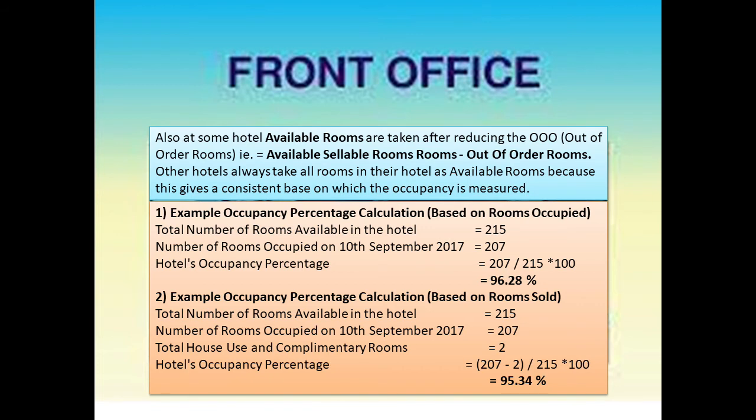For example number 2, occupancy percentage calculation based on rooms sold. The total number of rooms available in the hotel is equal to 215. The number of rooms occupied on the 10th of September 2017 is equal to 207. The total house use and complementary rooms is equal to 2. Hotel's occupancy percentage is equal to 207 minus 2 over 215 multiplied by 100, which is equal to 95.34%.